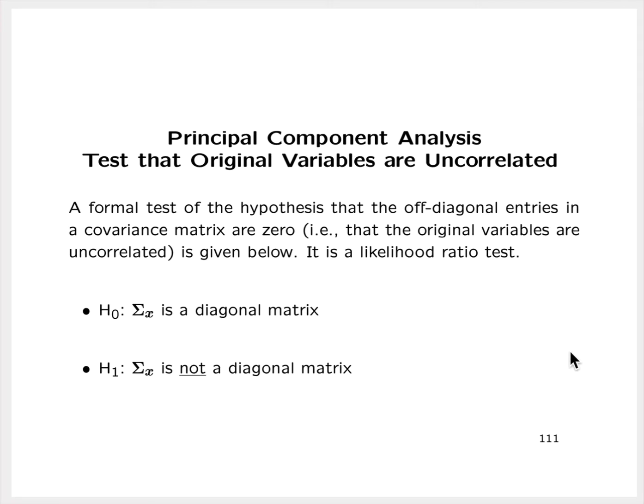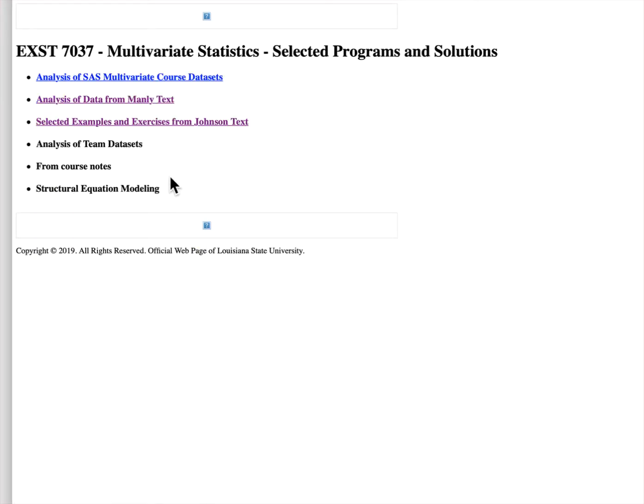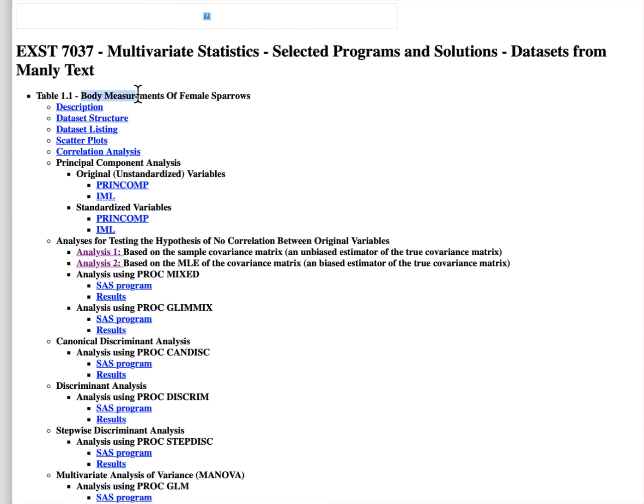And so what I want to do now is look at an additional example from the website. And so here is the course website, and I'm going to follow the link, Programs and Solutions for selected examples and exercises. And in this video, we're going to look at an analysis of one of the data sets from the Brian Manley text. In particular, we're going to again look at this data involving the body measurements of female sparrows, which we looked at in a previous lecture video.